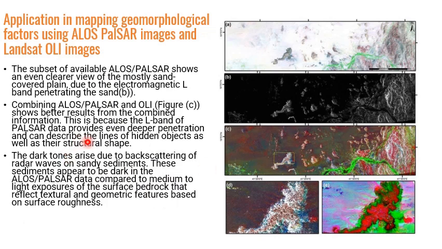Here is more of an example of application for detecting geomorphology using Alert Panza and Landsat OLI in one area. You see here is the Alert Panza. Here are Landsat 8 images. So with Landsat 8 and Alert Panza, they use the fusion method. Using the fusion method, they combine two images to each other.